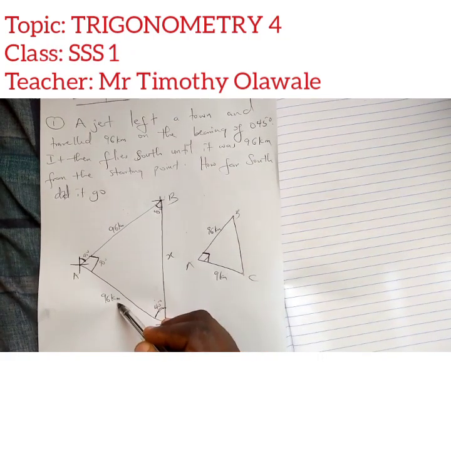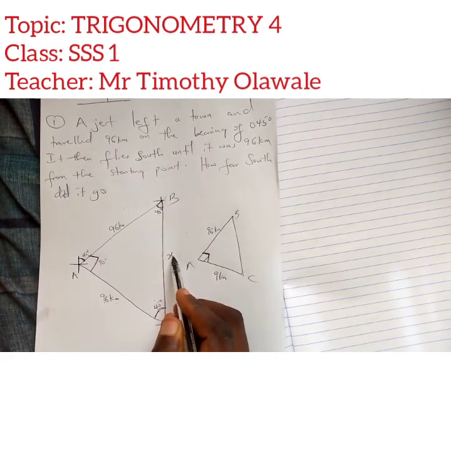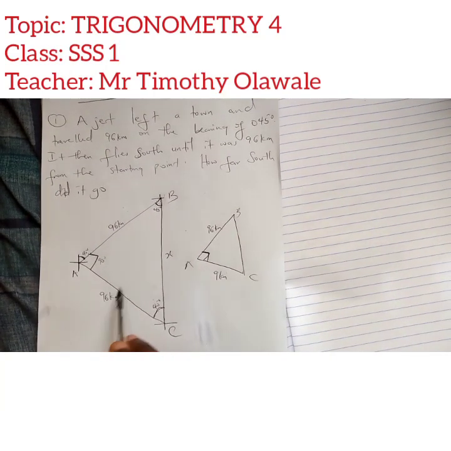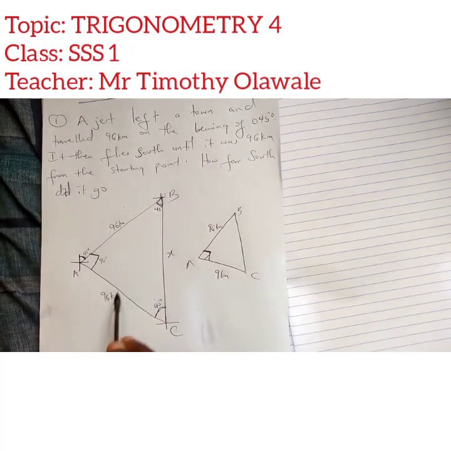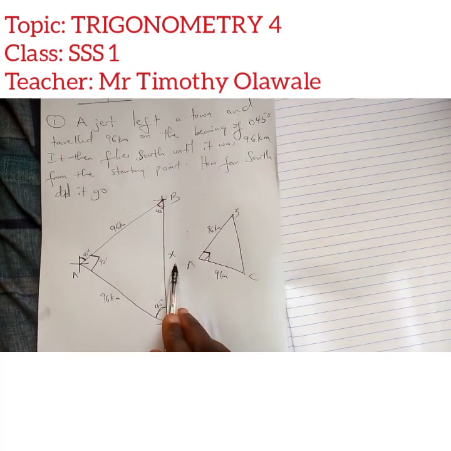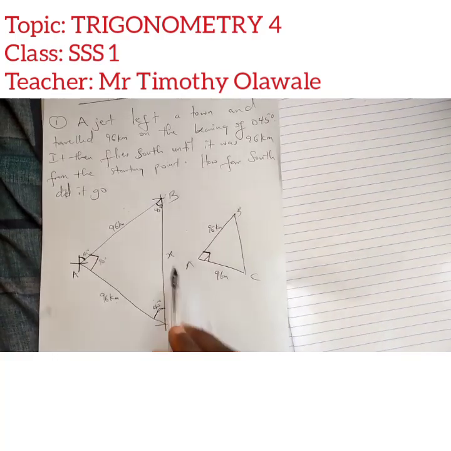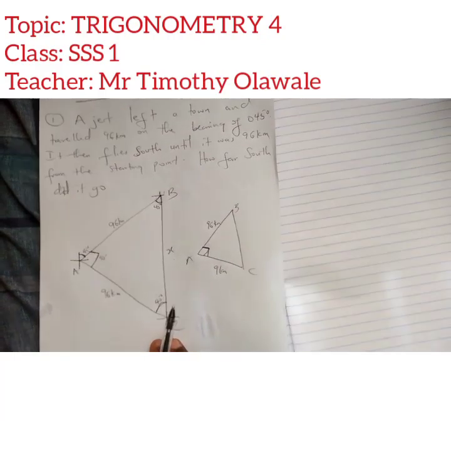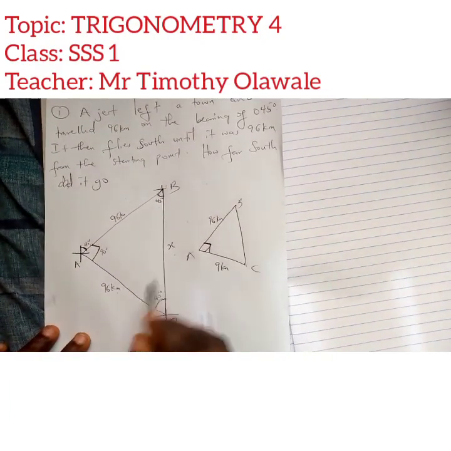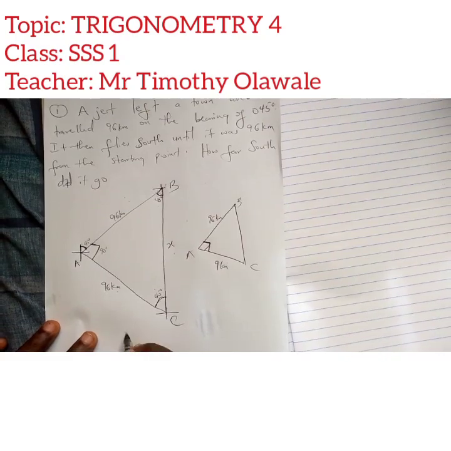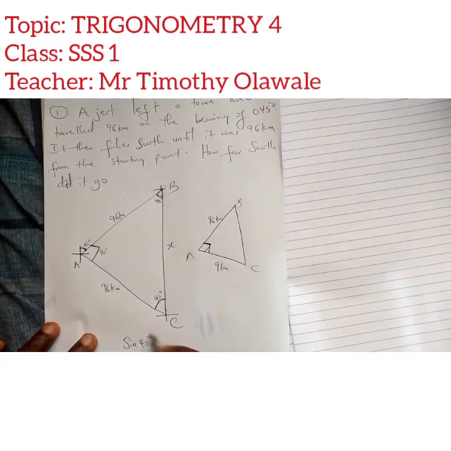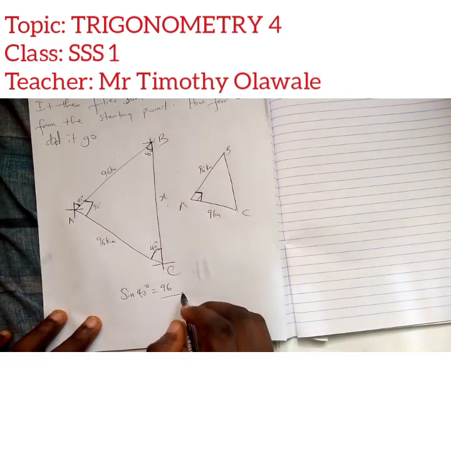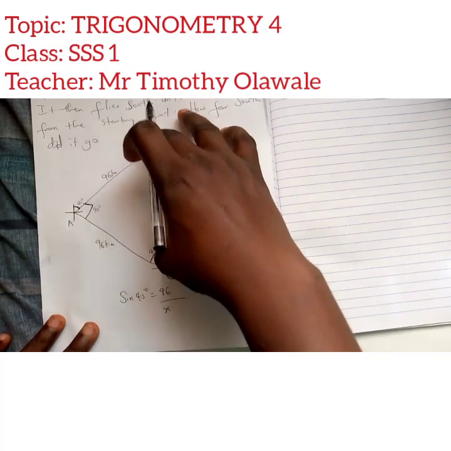Remember that this is 45 degrees. So this is opposite. This is adjacent. Sorry about that. It's not adjacent, it's hypotenuse, because this is the 90 degrees. This is the slant side. So we say opposite over hypotenuse. That will be sine 45 degrees equals opposite, which is 96, over hypotenuse, which is X, the side we are looking for.